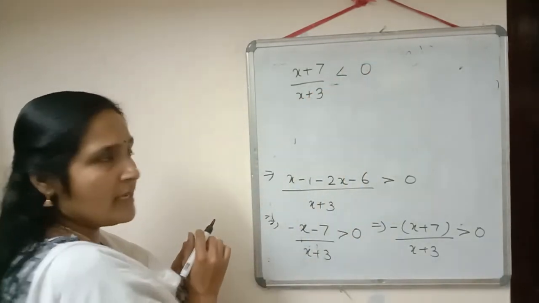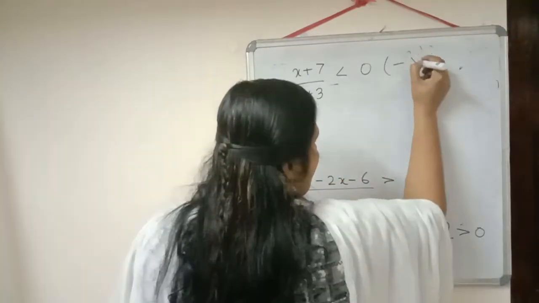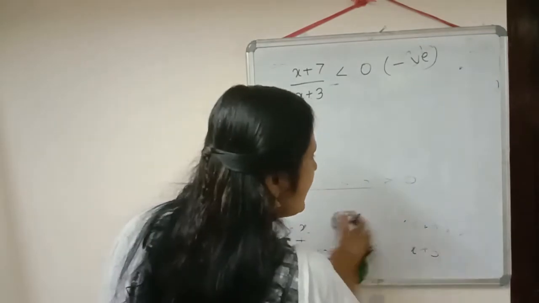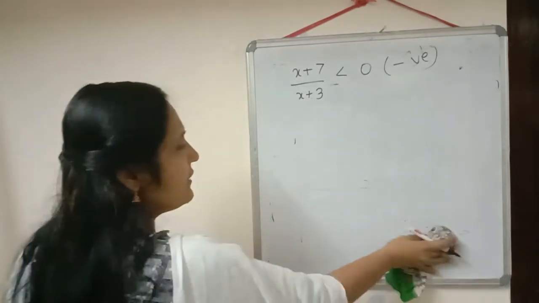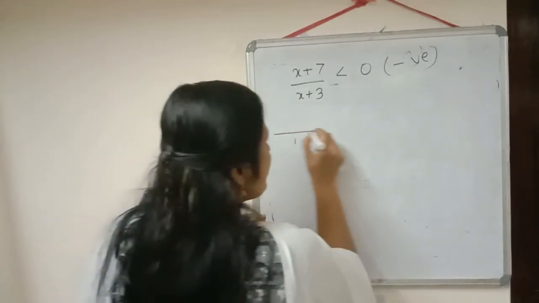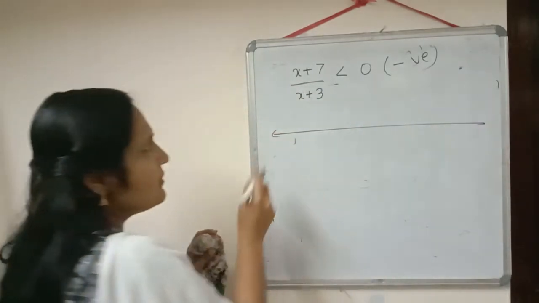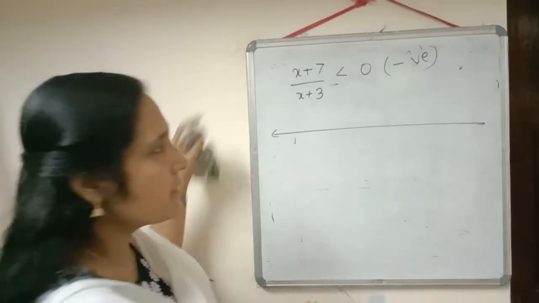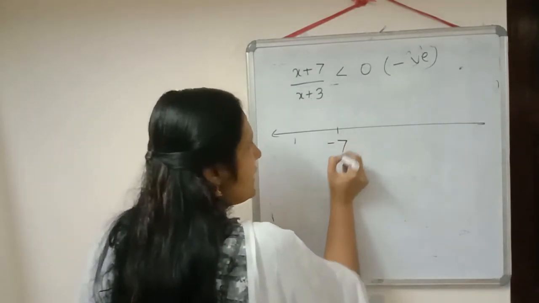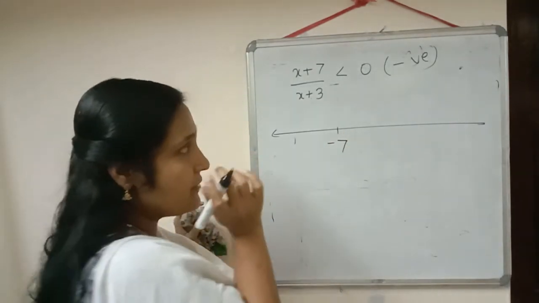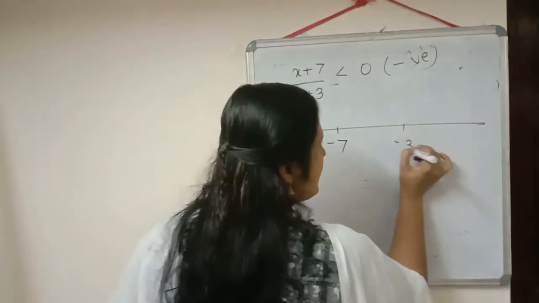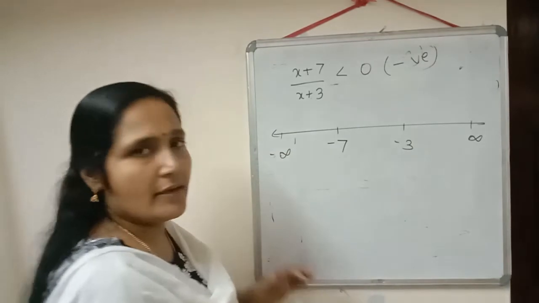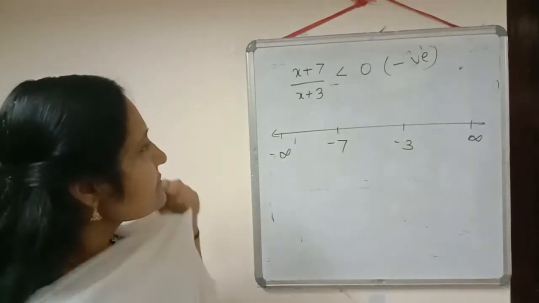Smaller than 0 means the rational number is negative. So now just check the interval in which we are getting negative numbers. For that, first check at which values the numerator and denominator are equal to 0. x + 7 = 0, then x = -7, and x + 3 = 0, then x = -3. Here, minus infinity to infinity. So now just check.